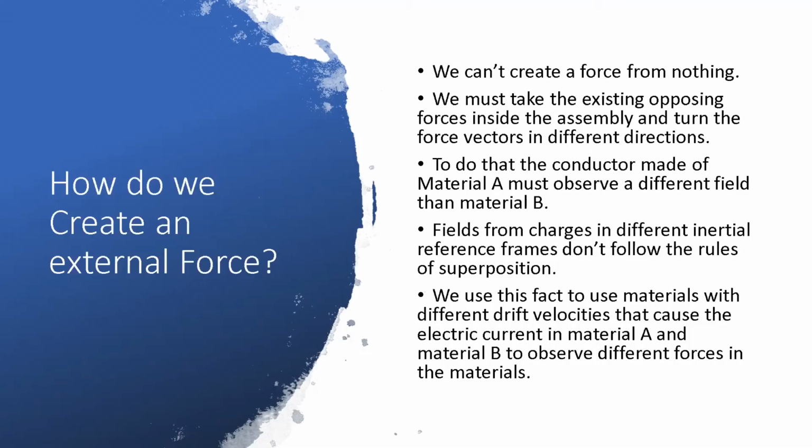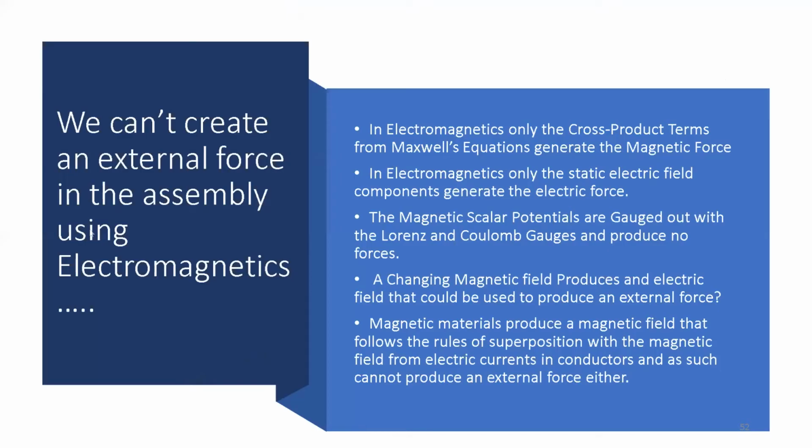To do that, the conductor made of A material must observe a different field than B material. Well, we can do that because fields of charges in different inertial reference frames don't follow the rules of superposition. We use this fact to use materials with different drift velocities that will cause the electric current in A and B to observe different forces from the other's materials. And the other trick is to have them go in opposite directions.